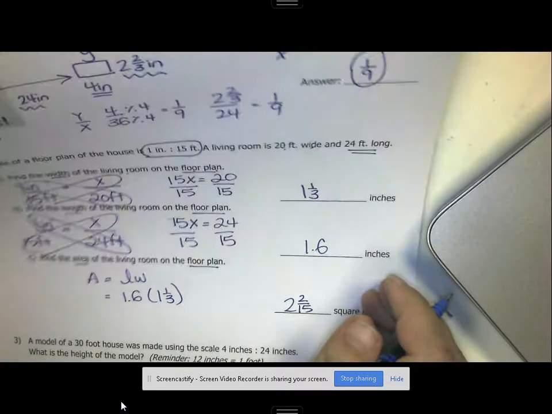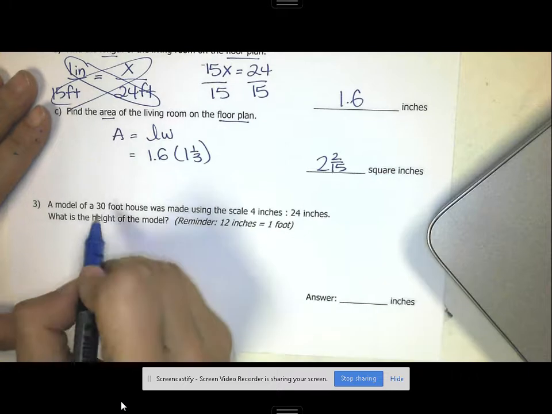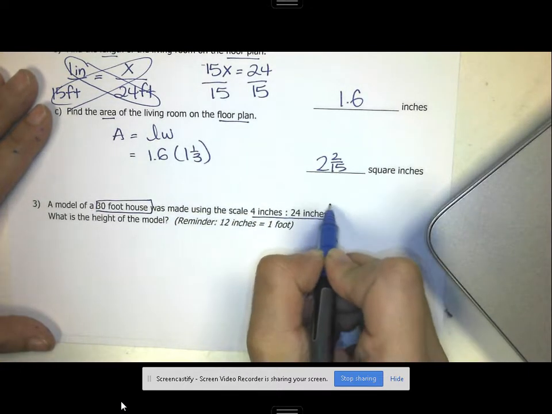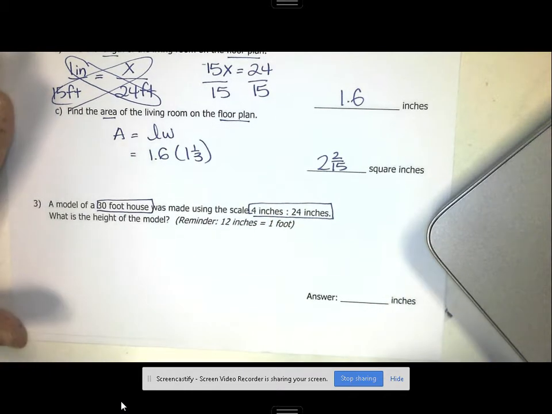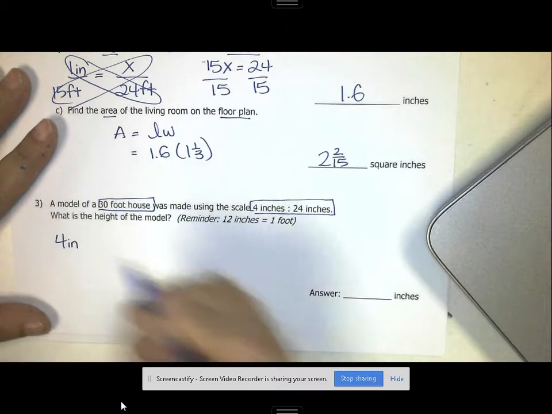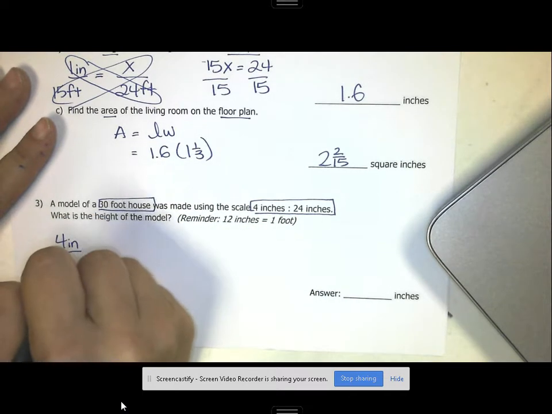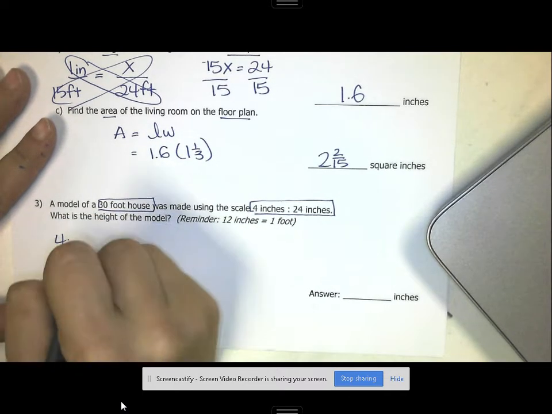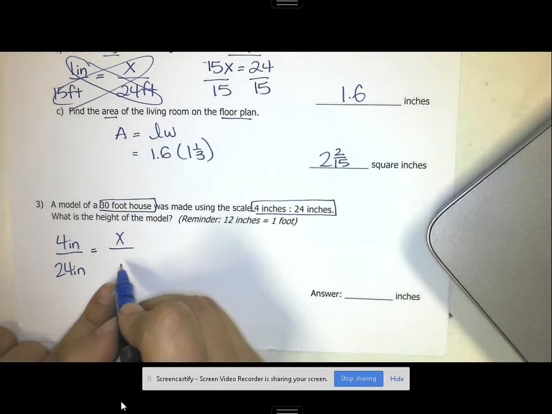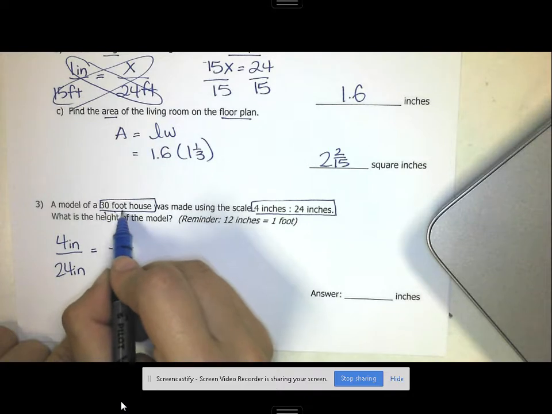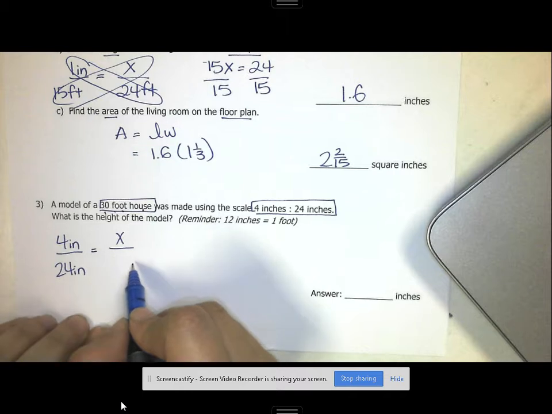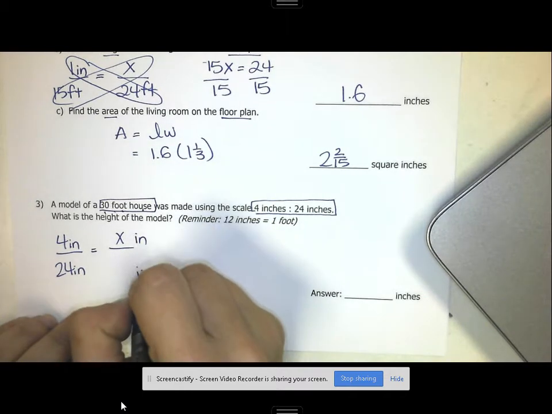All right. A model of a 30-foot house was made using the scale of 4 inches to 24 inches. What is the height of the model? So I can start by saying, okay, I know that 4 inches on the model is 24 inches in real life. I don't know the height of the model, but in real life, the house is 30 feet tall, but I need inches, so I can't put 30 feet here because everything is in inches, how I set this up.